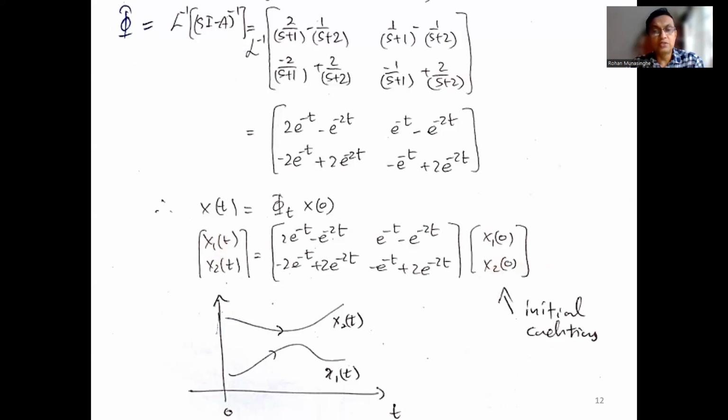And then you can actually see for yourself how x1 changes over time, how x2 changes over time, right? How the state changes, transits from one time to another time.